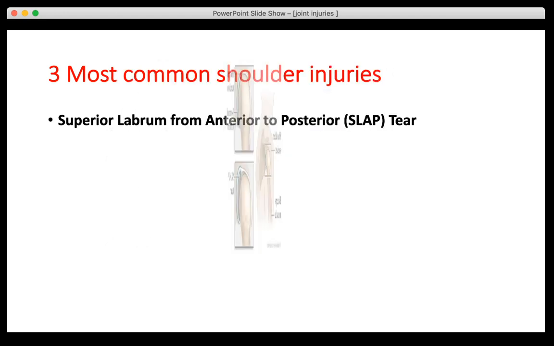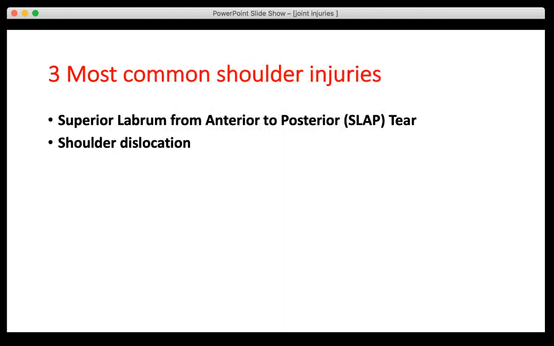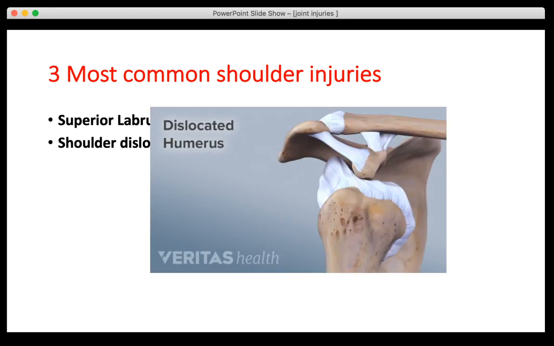Then second we have shoulder dislocation, which is also very common. This is the example diagram for the shoulder. You can see the dislocated humerus there.